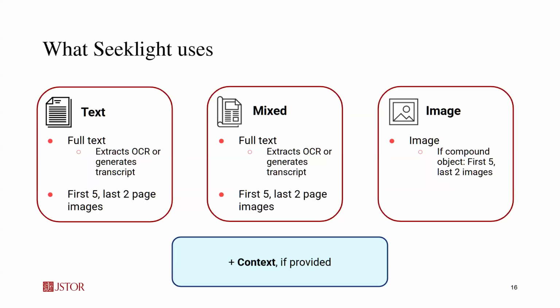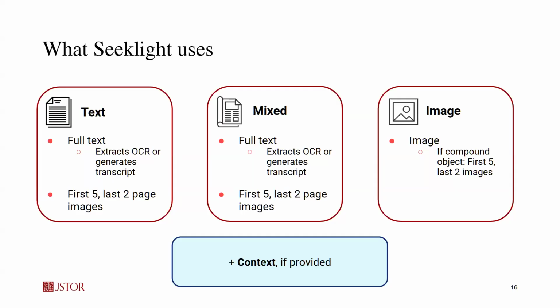So it kind of just does that step first. In addition to the full text, Seeklight uses the first 5 and last 2 pages of your item, or of course, all of the pages if it's smaller than that. And this lets Seeklight analyze the visual content of that item for contextual details that it might not get from the text itself. So it's able to see how the text is laid out on the page and take cues from that.